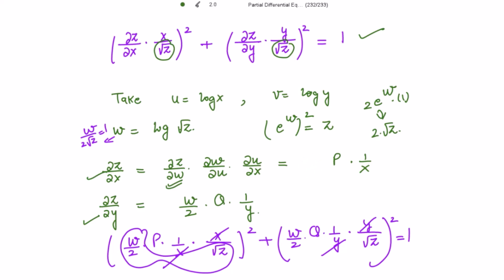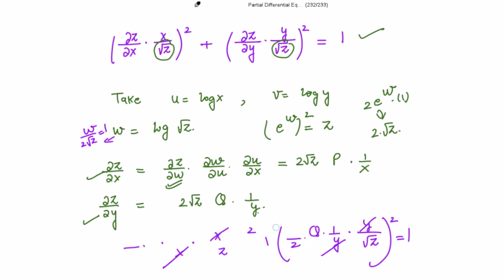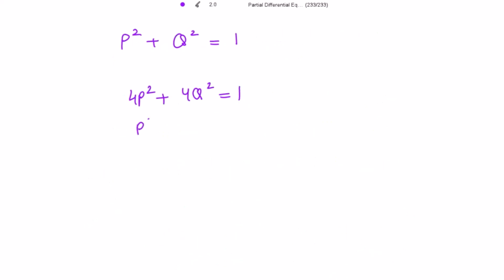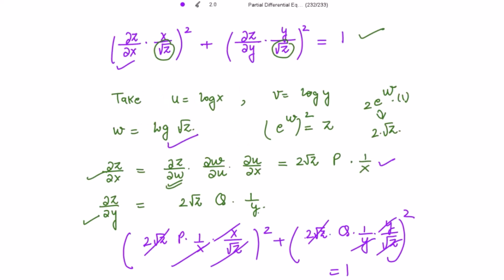So we have here 2 square root z into p into 1 by x. Similarly, we have here 2 root z into q into 1 divided by y. Do we get the equation in the format f(p,q)? Let's check that. So cancelling this, we have also cancelled this, cancelling this. So here we are getting 4p square plus 4q square. That means we have p square plus q square to be equal to 1 divided by 4. You can take that value. You can take w to be equal to log of root z. You can also take this, right?